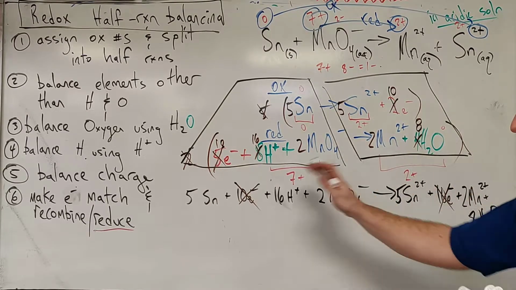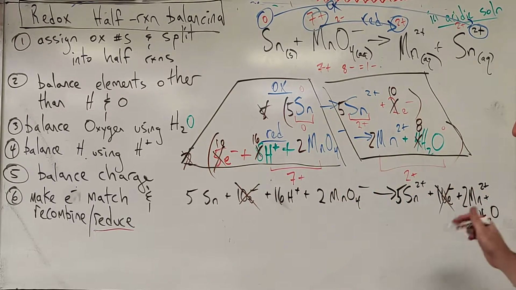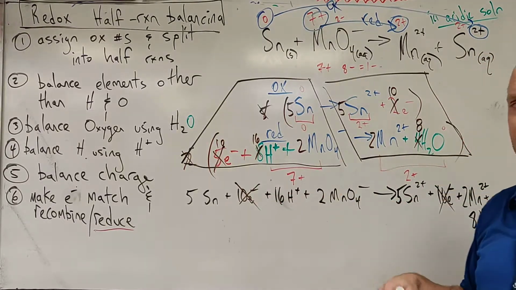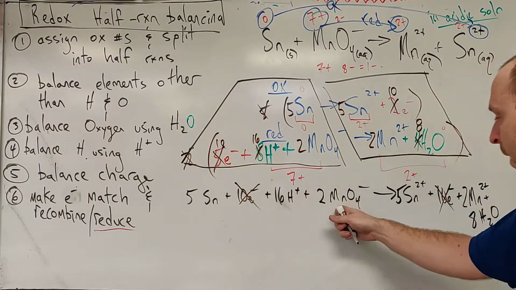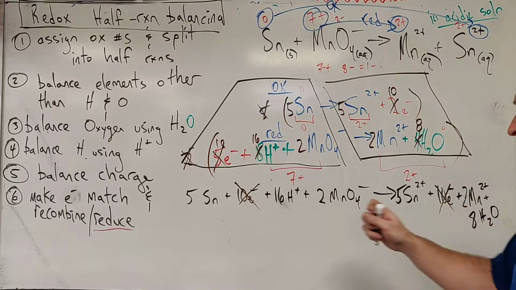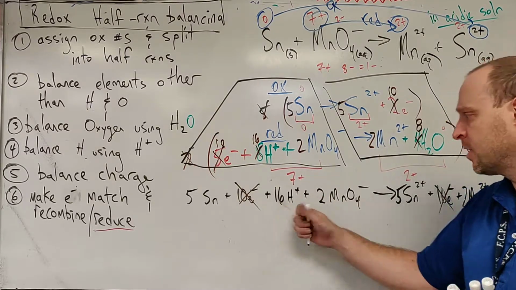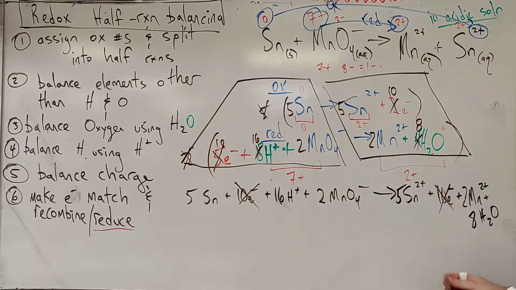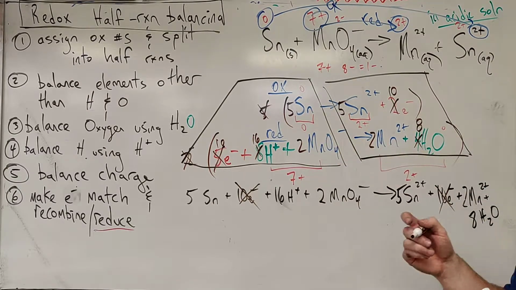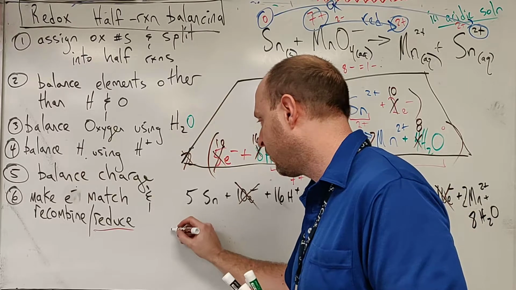The next thing we'll look for is, can anything else reduce? Well, tin and tin ions, those aren't going to reduce. Permanganate and manganese aren't going to reduce. Hydrogen ions could reduce if I had any over here, which I do not. And water could reduce if I had any over there, which I do not. So we're just going to carry down and add our phases in.